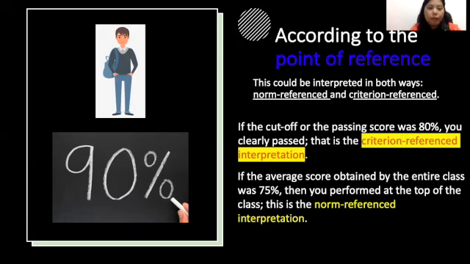Now, what if the average score of the class was 95%? Well, that changes your norm reference interpretation. You are now below average, but the criterion reference interpretation does not change. You still pass the exam.